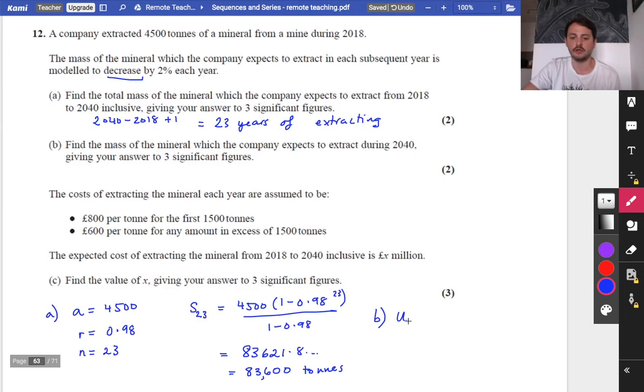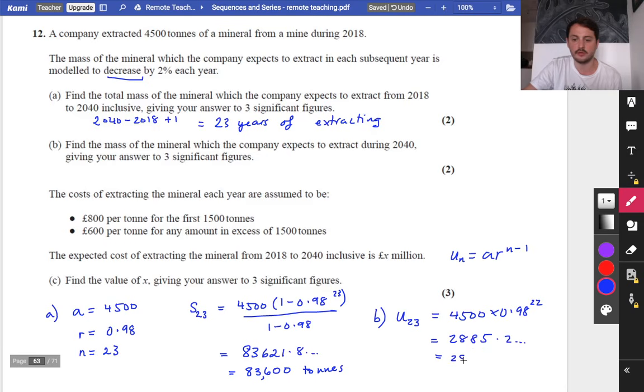So we're actually trying to find out U of 23, not S of 23, but U of 23. What's the actual amount done in that year? Now, if you remember, U_n is ar to the n minus 1. So this is going to be a multiplied by r to the 22, okay? So that's going to be 4,500 multiplied by 0.98 to the power of 22, and we get 2885.2 blah blah blah, and it wants it to 3 significant figures.